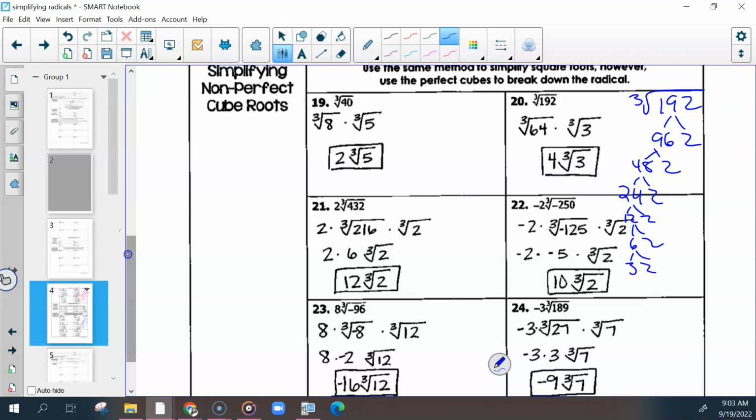Remember, for cube roots, you're looking for groups of 3, not pairs. So groups of 3, we have these 3, and then 1, 3 by itself. So that would be 2 times 2 times the cube root of 3 left over, which would give us that 4. Other questions on that one?